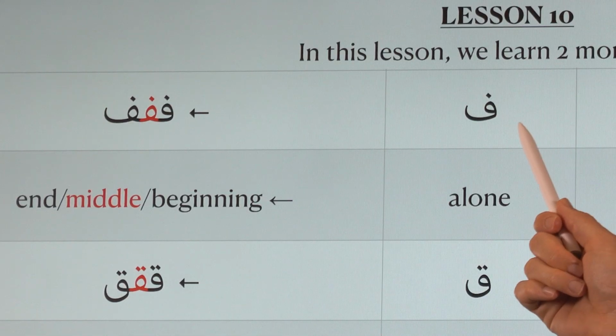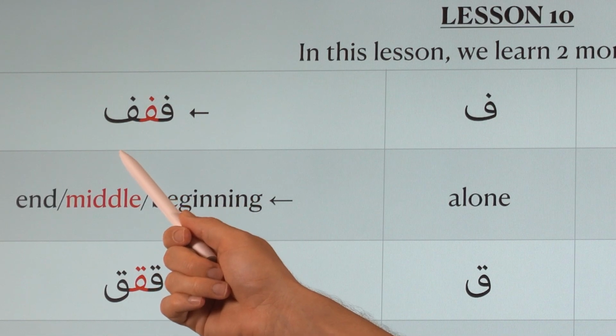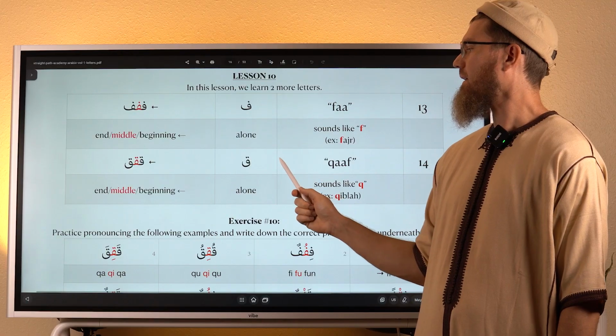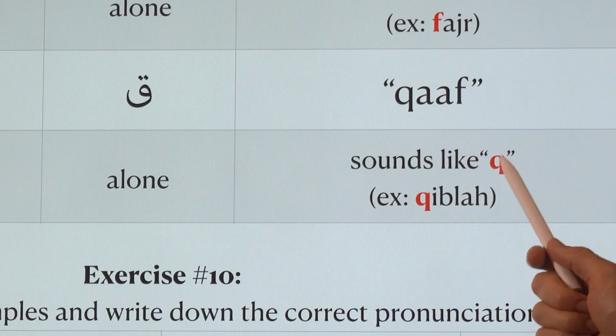This is how the letter fa looks alone, and this is how it looks in the beginning, middle, and end of a connection. As you can see, it pretty much just looks like a circle with a dot above. And the second letter we'll be learning today is the letter qaf, which sounds like the English letter Q.